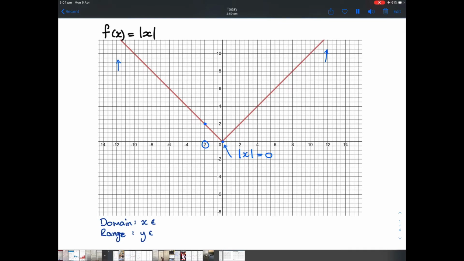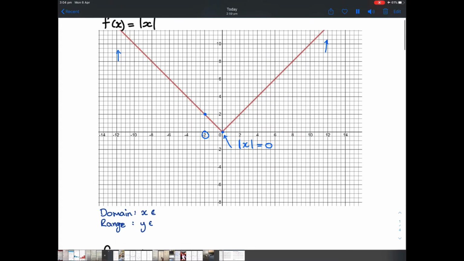For this graph here, its domain. So what x inputs are we allowed to put in? Well, there is no x input that we can't put in. So we say that our domain is all real x, or from -infinity to +infinity. And remember, we use curved brackets here because infinity isn't actually a number, it's an idea, it's a concept.